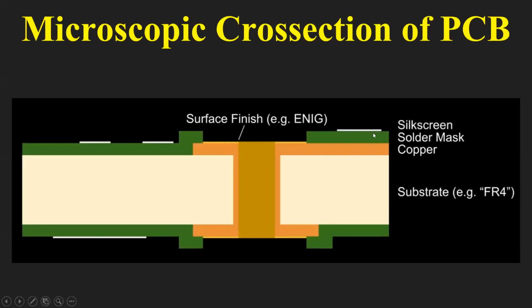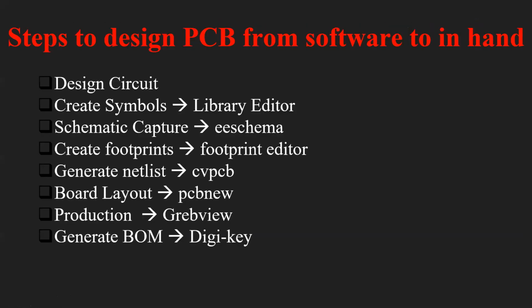So this white part is the silk screen, the top layer of the PCB. This is the solder mask over the copper, and this is the surface finish over the hole. This white part is the substrate, and likewise, this is the top layer and this is the bottom layer of the PCB, and this is the microscopic cross section of the PCB.